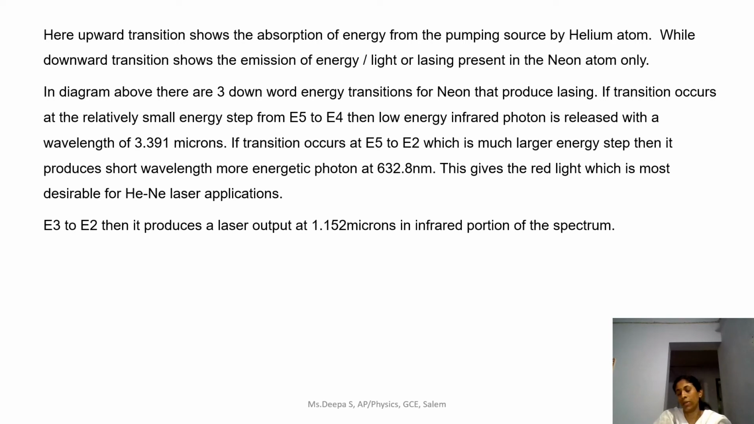If the neon jumps from the E3 to E2 level, the laser is in the range of 1152 angstrom and it lies in the infrared region. Once we obtain light in the visible range, we are able to see this light source.